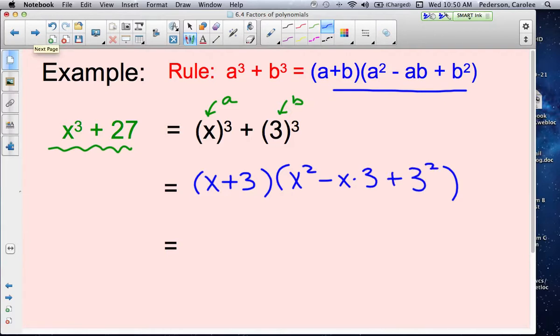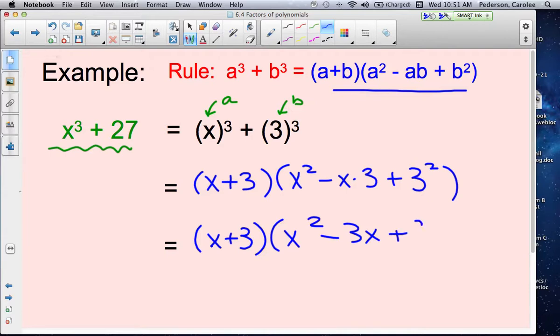And now I just clean up that second parenthesis. Negative x times 3 is negative 3x. 3 times 3 is 9.